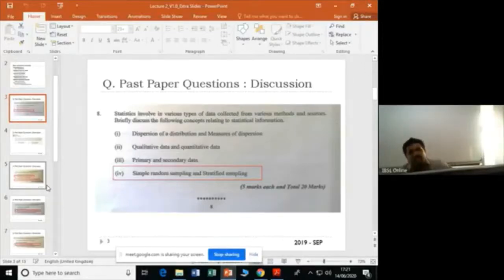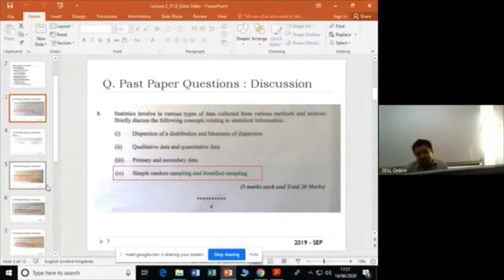Let's take a moment and see what sort of questions are being tested here. Question number 8, compulsory, not compulsory, it's elective. Part number 4. Now this question says, statistics involves various types of data collected from various methods and sources. Briefly discuss the following concepts related to statistical information. Okay. We have been asked to discuss simple random sampling and stratified sampling.